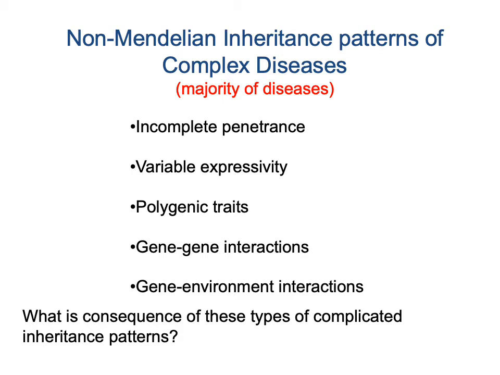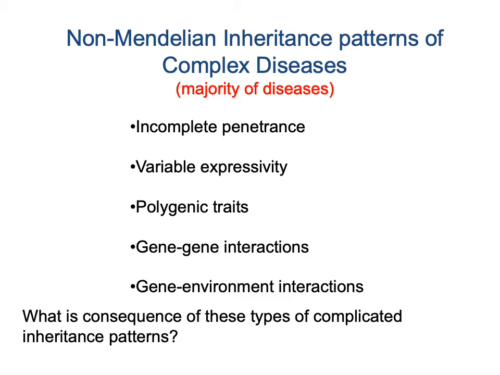There can be incomplete penetrance, which means that individuals that have the same genotype don't all show the same phenotype. Similarly, there can be variable expressivity, where the severity of the phenotype varies amongst patients that all have the same genotype.